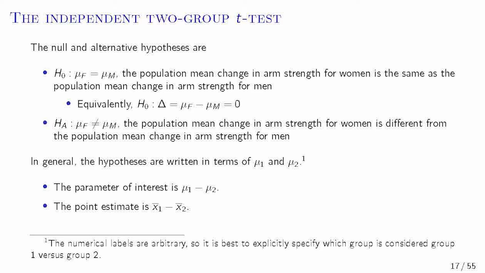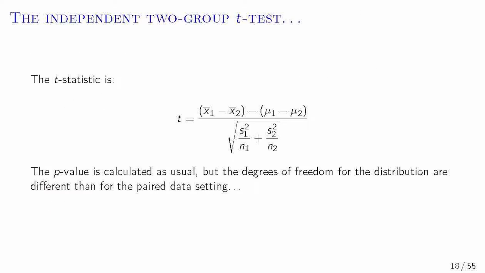The alternative hypothesis is that there is a difference. So mu f is not equal to mu m. Our population mean difference is our parameter of interest, mu1 minus mu2. And our point estimate of that difference is x bar 1 minus x bar 2. The formula is different. There's a little more to it, but in general, it's roughly the same thing.